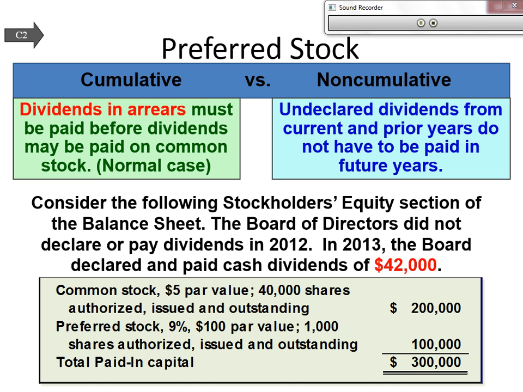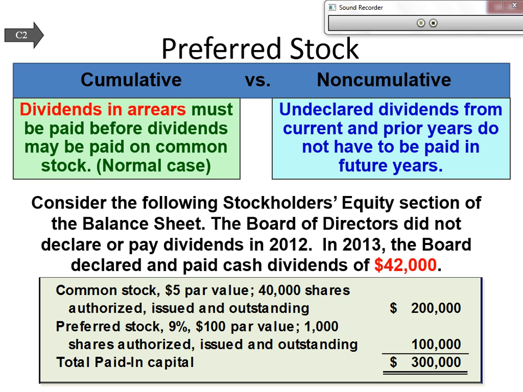Preferred stockholders get 9%, $100 par value per share. They've only been authorized how many shares? 1,000 as opposed to 40,000, right? At $100 per share, you're not issuing that many shares because not many people are going to want to buy it. And then it's showing the paid-in capital for both.